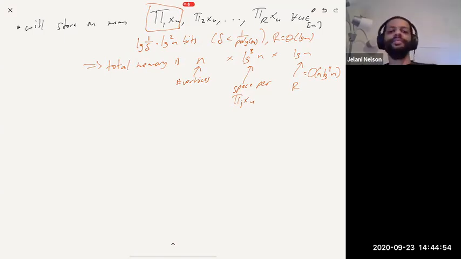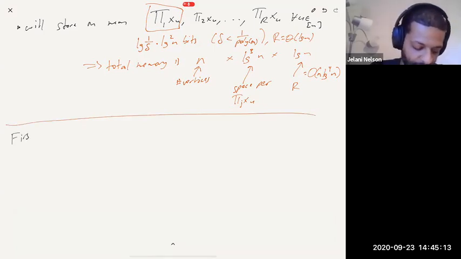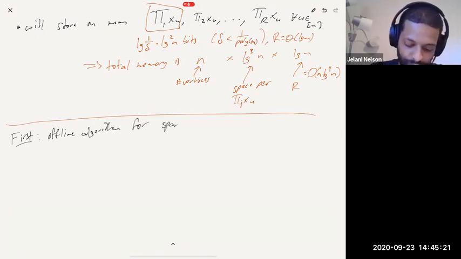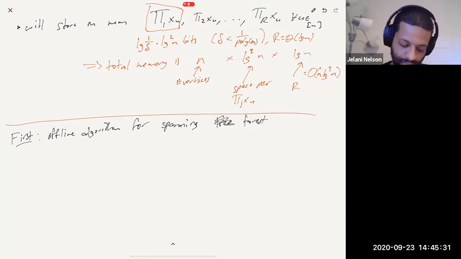Anyway, so good. So now let's think about why storing these pi j xu's is enough to be able to solve dynamic spanning forest. So before I do that, first let's just talk about an offline algorithm. This is for spanning tree, or spanning forest. Doesn't matter.